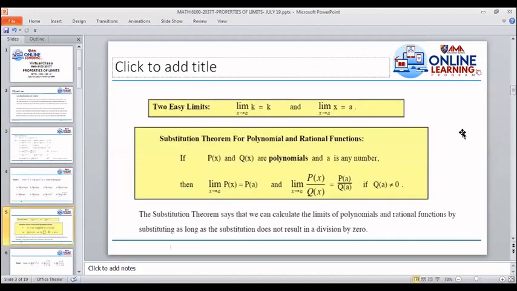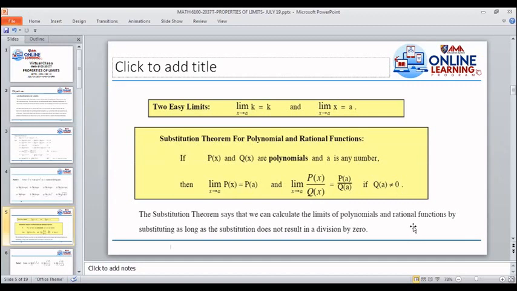Okay na. Next, we have your two basic limits, no? Limit K as x approaches to a is equal to K din po, no? Limit x as x approaches to a is equal to a. So, we have now the substitution theorem for polynomial and rational functions. If p of x and q of x are polynomial and a is any number, limit p of x is equal to p of a as x approaches to a, and limit p of x divided by q of x as x approaches to a is equal to p of a all over q of a if q of a is not equal to 0.